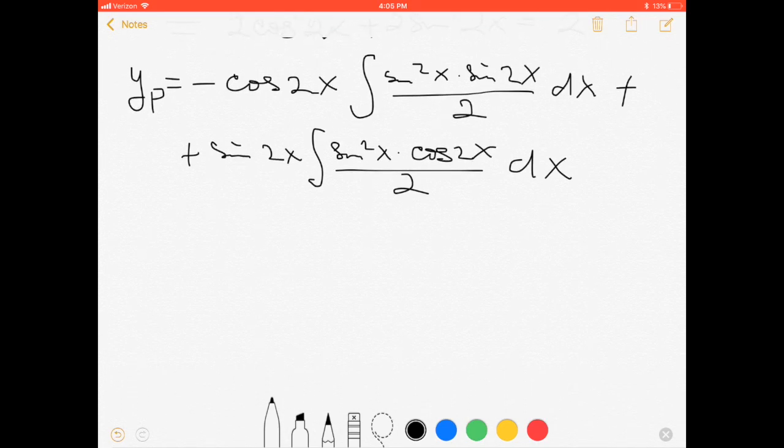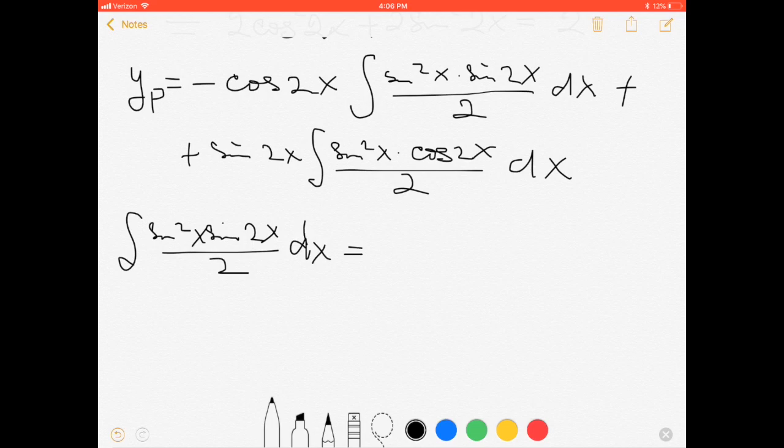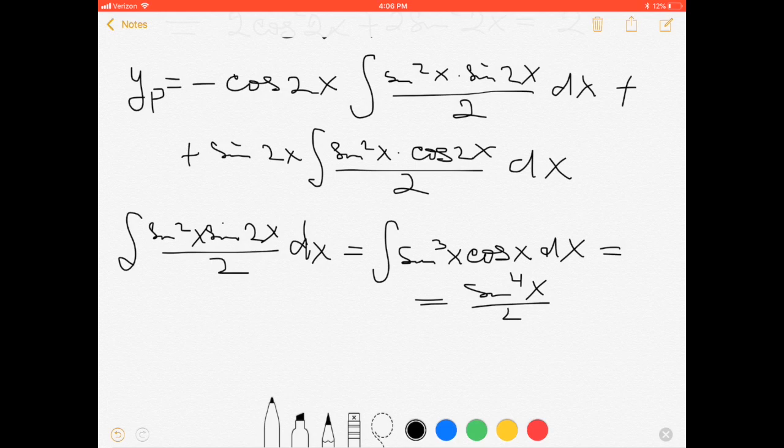Now we need only count these two integrals. Okay, do it separately and see. Then we plug in. Okay, here we have integral from sine square x sine 2x over 2 dx. Here it will be an easy way. Remember what is sine 2x, trigonometric identity. And here I have sine cube x cosine x dx. Use substitution with sine. Derivative of sine is cosine. Give me sine fourth power x over 4.